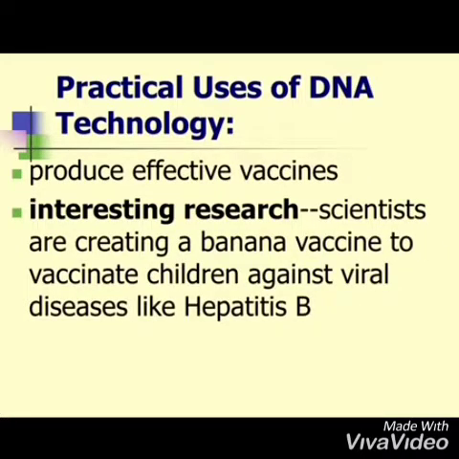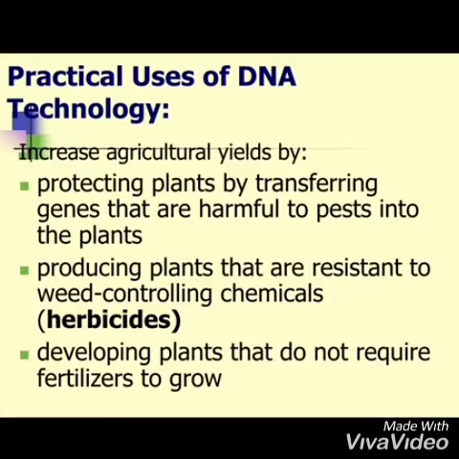Practical uses of DNA technology: produce effective vaccines. Interesting research: scientists are creating a banana vaccine to vaccinate children against viral diseases like hepatitis B. Practical uses of DNA technology: increase agricultural yields by protecting plants by transferring genes that are harmful to pests into the plants, producing plants that are resistant to weed-controlling chemicals, herbicides, and developing plants that do not require fertilizers to grow.